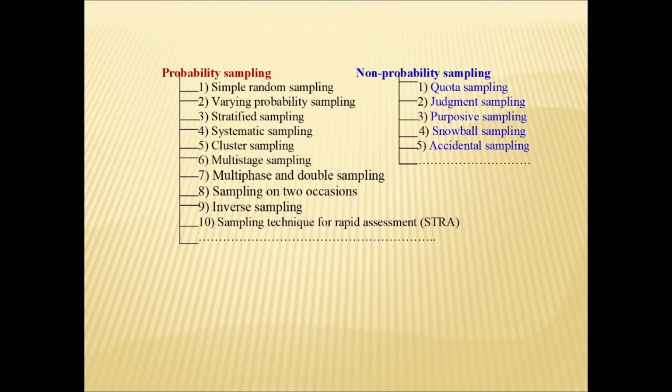SRSWR means simple random sampling with replacement, meaning that we can replace the selected element before drawing the second unit from that particular population. But SRSWOR means you cannot return the selected units to the population before drawing the second one. This continues. I think everybody knows this. But this is a probability sample.